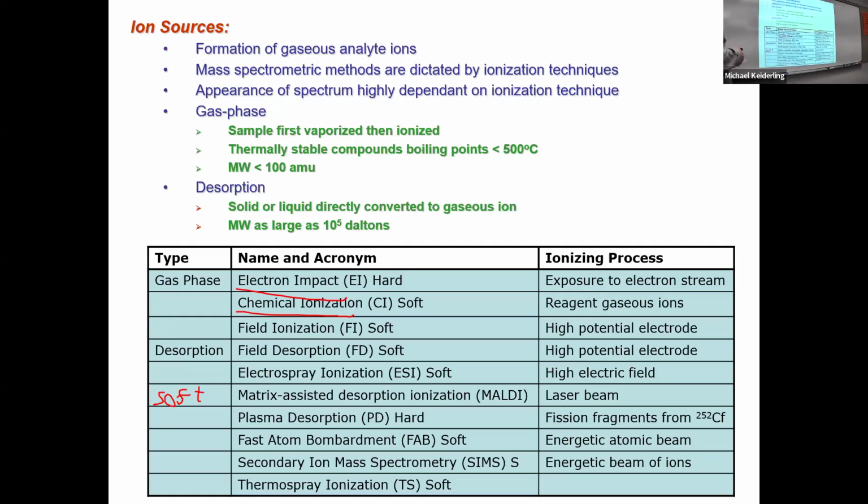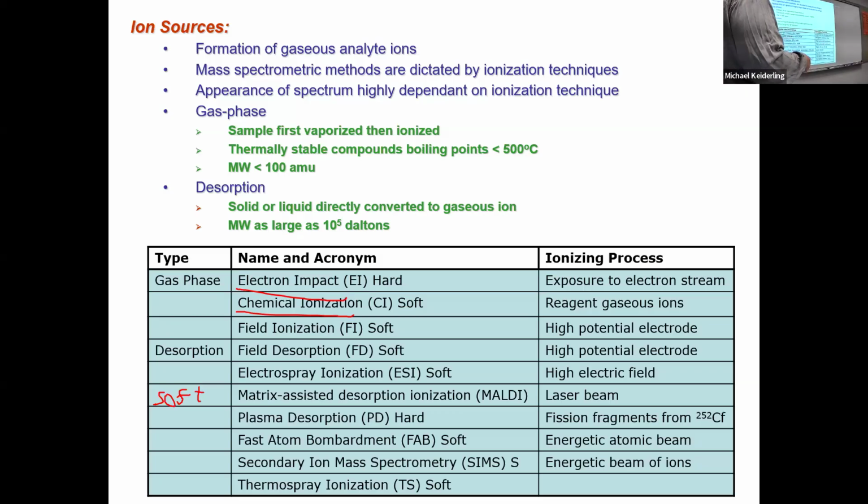So for ion sources, the formation of gaseous ions, they come in two types, hard and soft. Hard sources shatter the molecule into many pieces and are good for figuring out structure. Soft sources don't, and are better for figuring out molecular weight. The two most common are electron impact and chemical ionization. Electron impact is hard, chemical ionization is soft. So electron impact is good for identification, and chemical ionization is good for getting the mass.